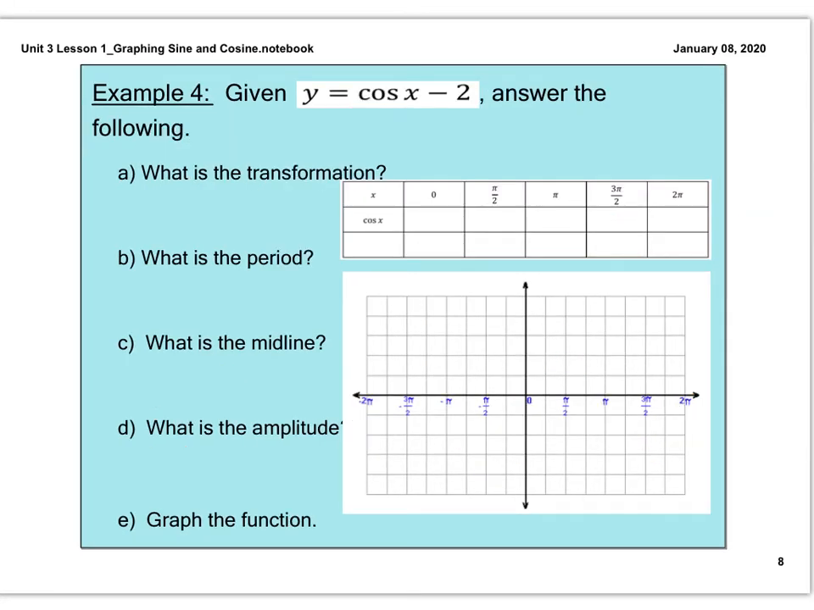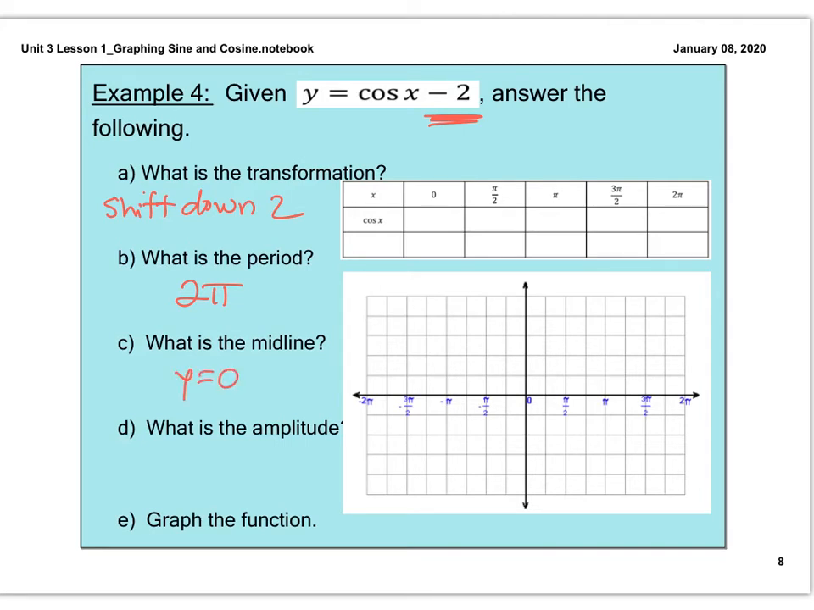Okay, let's try another one. So here we can see the cosine function has a -2 behind it. This is in the D spot. This is going to slide your whole function down 2. So it's going to have a shift down 2. It's going to translate it down. The period is still going to be 2 pi. That's the one cycle.